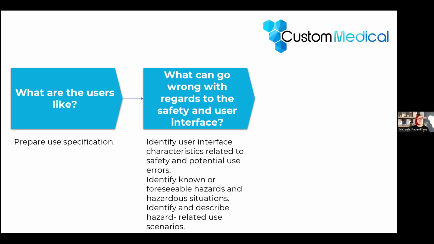Afterwards, you're going into the identification of known and foreseeable hazards and hazardous situations. And in the last step, when you're looking at risk, you're going to identify and describe hazard-related use scenarios. So as you can imagine, this is something that you're not doing alone as a usability engineer, but instead you're doing this normally together with the risk management team, often with the product managers or the product owner, depending on how you call it in your company. This is a joint teamwork.